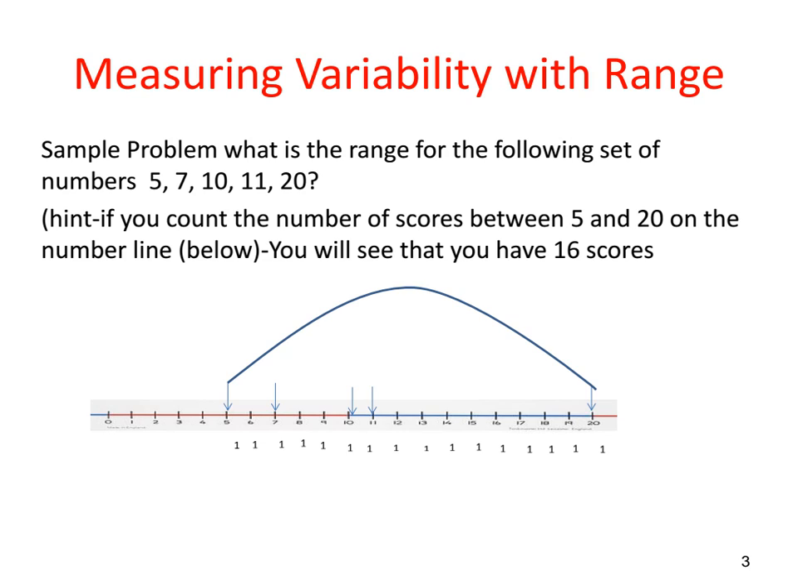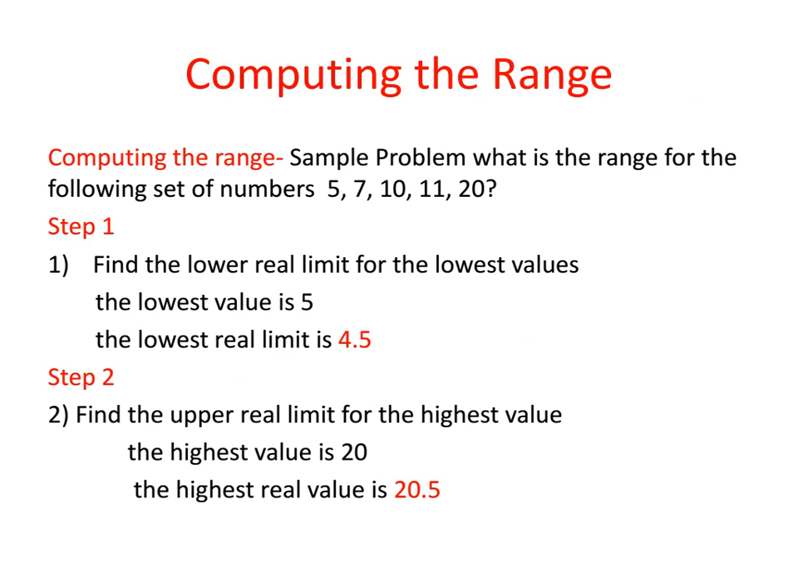Now we're going to go ahead and see how we can do that mathematically. To do that mathematically, what we would do is compute the range. And what we have here is our sample problem with the following set of numbers, 5, 7, 10, 11, and 20. The first step would be to find the lower real limit for the lowest value. The lowest value is 5, so the lower real limit is 4.5. The second step would be to find the upper real limit for the highest value. The highest value is 20, so the upper real limit would be 20.5.